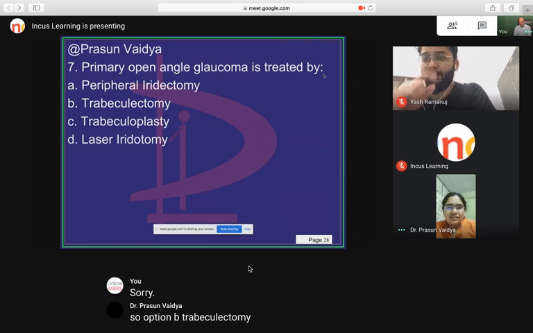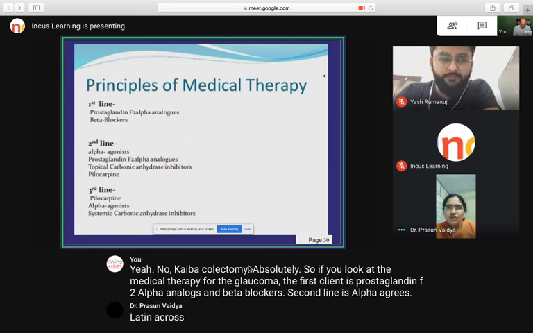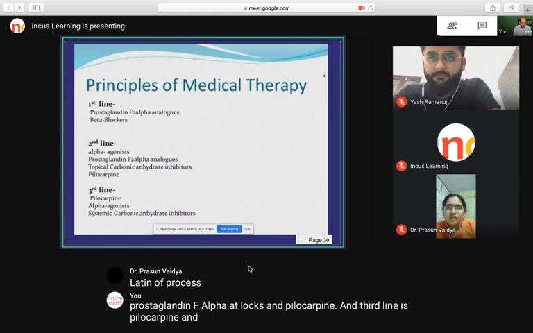Trabeculectomy, absolutely. If you look at the medical therapy for glaucoma, the first line is prostaglandin F2 alpha analogs and beta blockers. Second line is alpha agonists, prostaglandin F alpha analogs and pilocarpine. And third line is pilocarpine, alpha agonists and carbonic anhydrase inhibitors. So that is what you need to basically remember.